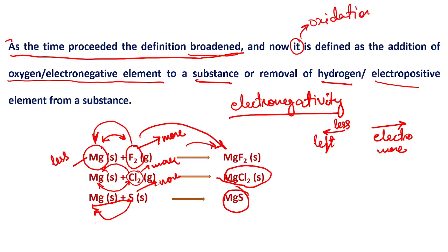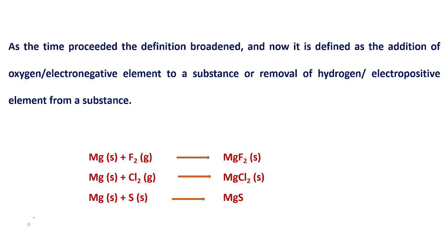Oxidation is now defined as the addition of oxygen or an electronegative element. In all these reactions, you don't have oxygen anywhere. No trace of oxygen is present. We are only talking about those elements which are electronegative in nature.